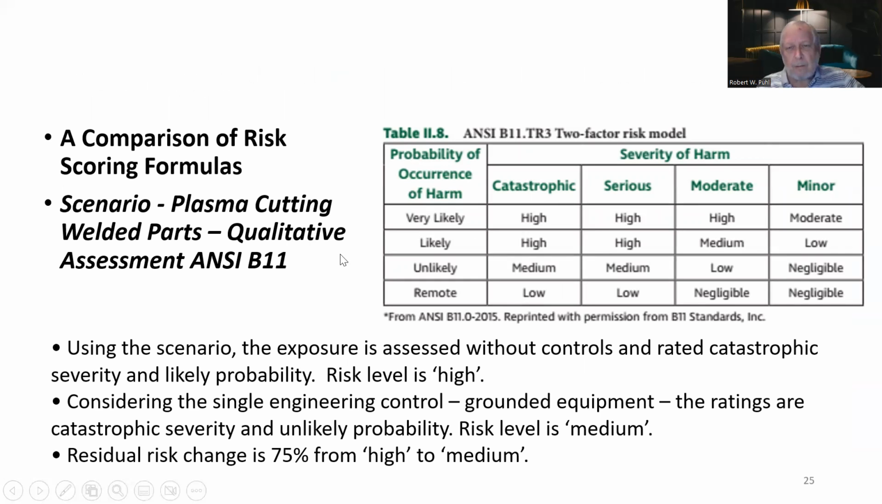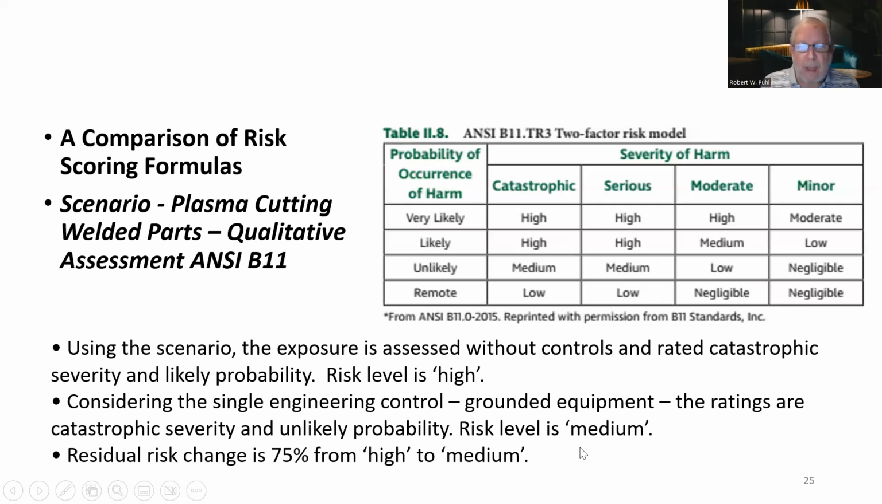All right, so here you go. Probability of occurrence or harm, very likely. I don't like to hear about 1, 2, 3, 4. It's a 4x4. Severity of harm: catastrophic, serious, moderate, minor. So using the scenario, the exposure is assessed without controls and rated catastrophic severity and likely probability. The risk is high. So right here. Now, considering the single engineering control, grounded equipment, the range of catastrophic severity and unlikely probability, so it goes down to medium. Now, in this particular one, it's going to go to medium, and the first one still was a high. And risk change is 75% from high to medium.